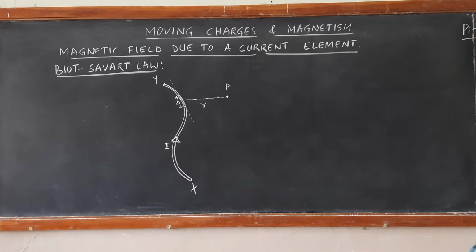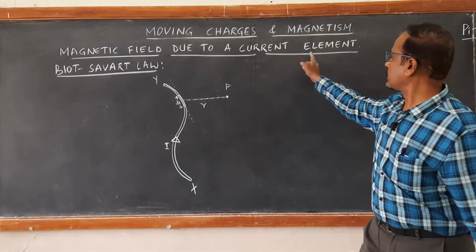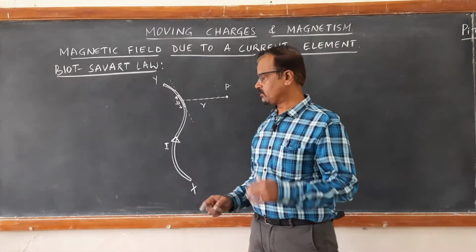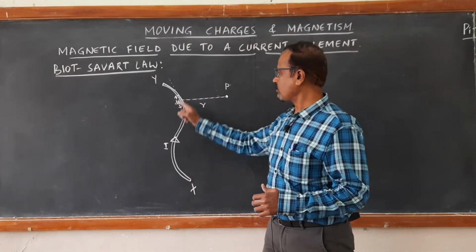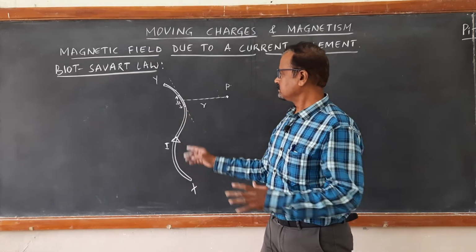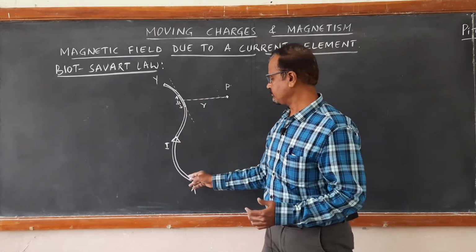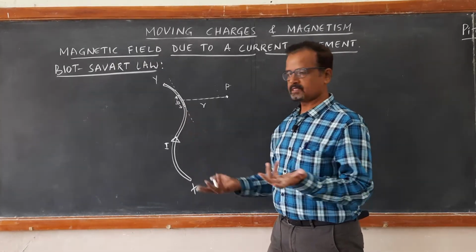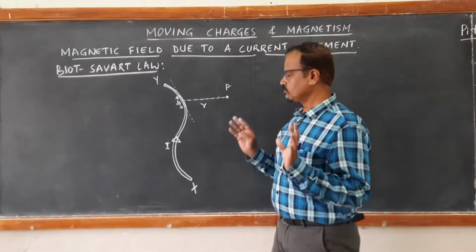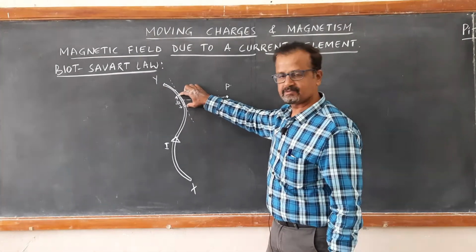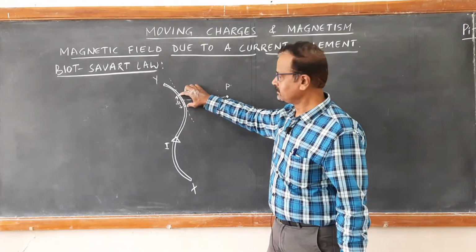Now we will discuss magnetic field due to a current element. That is what we learn as the Biot-Savart law. Consider a wire XY with current I flowing from X to Y in this way. It's a wire of some arbitrary shape. We want to find the magnetic field due to a small element of this current carrying wire.